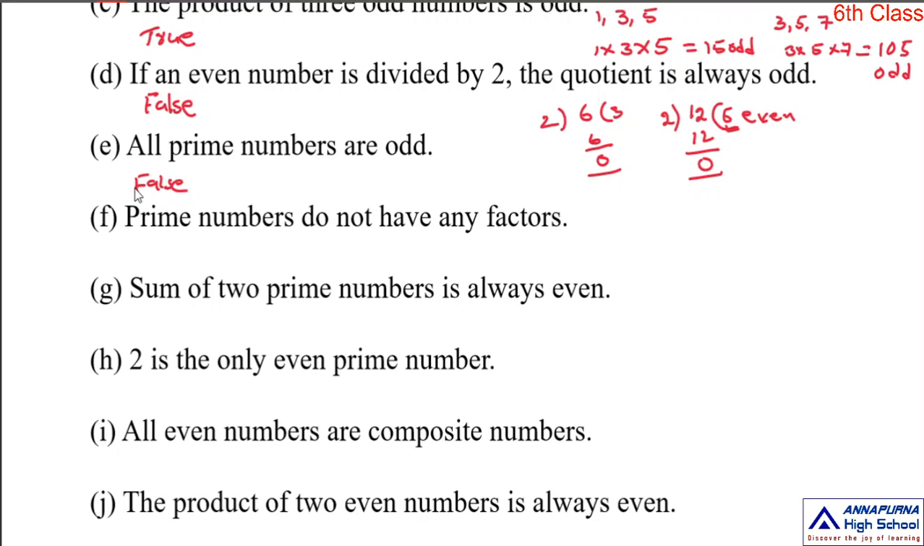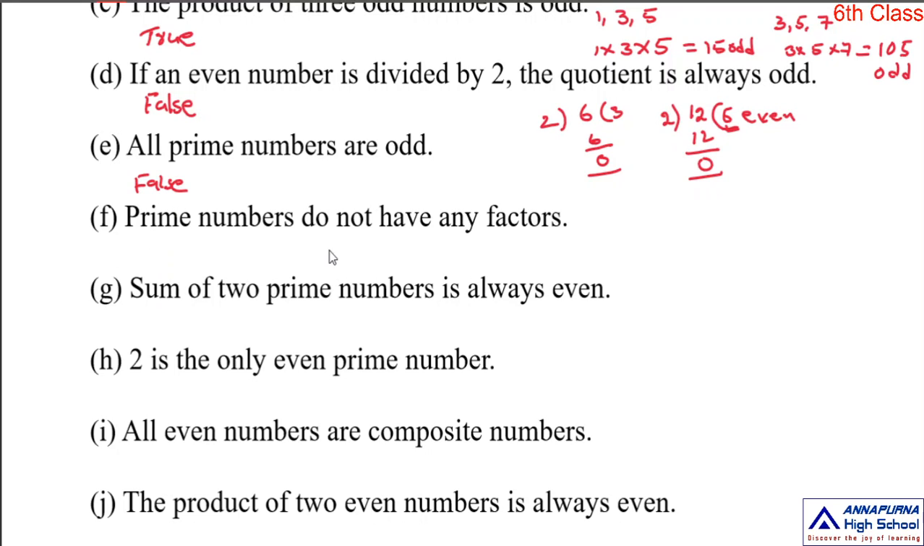Already we know the statement "all prime numbers are odd" is a false statement. 2 is the only even prime number. The remaining prime numbers are odd numbers. Here the statement is all prime numbers are odd. That's why the statement is false.